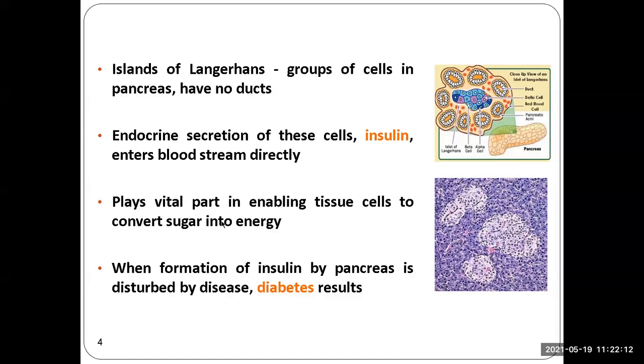When there is insufficient production of insulin, sugars are improperly metabolized and health is disturbed, which is known as diabetes.